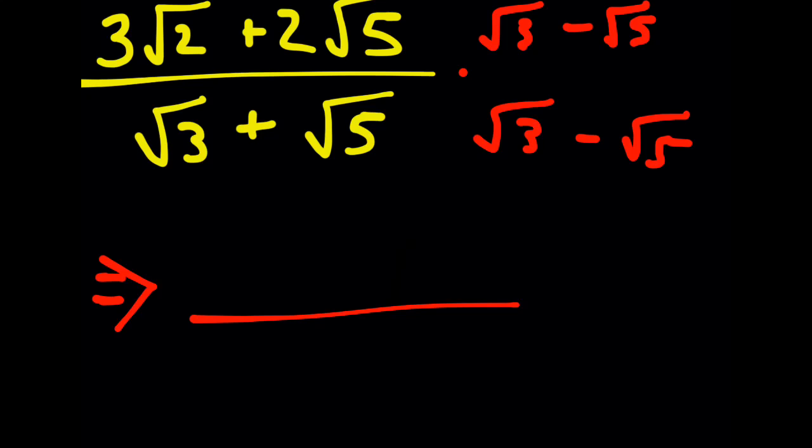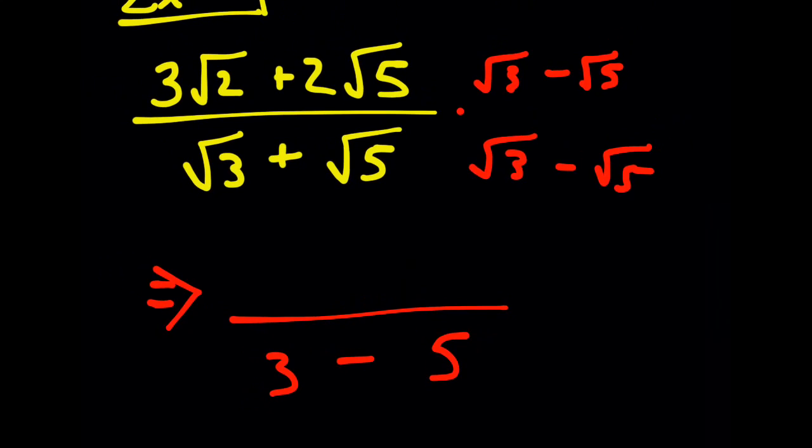That's how I do it. Alright, so now on the bottom, I just have to multiply the two front numbers together. So that's square root of 3 times square root of 3, which is what? 3. Square root of 9 is 3. Then the square root of 5 times square root of 5 is? 5. And what's going to go in the middle? Minus. Good.